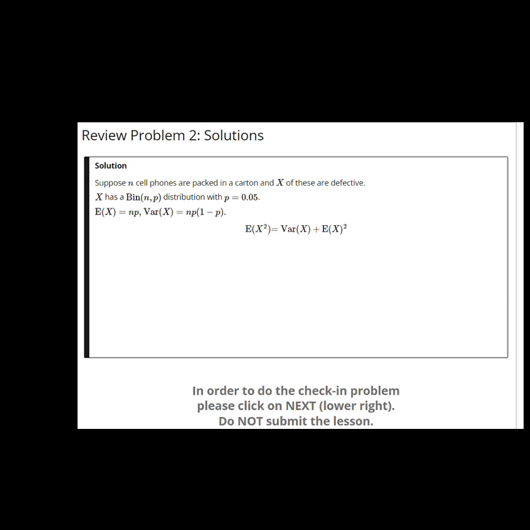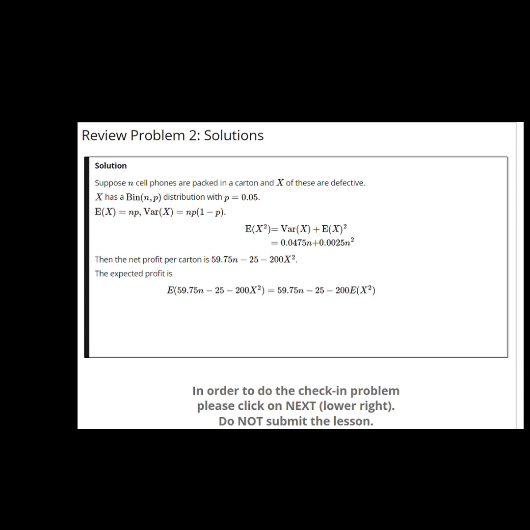The variance of x, n times p times 1 minus p, turns out to be 0.0475 n. The expected value of x, the quantity squared, becomes n squared times p squared, or 0.0025 n squared. So we now have an expression for the expected value of x squared, in terms of the unknown quantity n. We also know that the net profit per carton is 59.75 n minus 25, minus the penalty we pay for defective items, which is 200 times x squared.